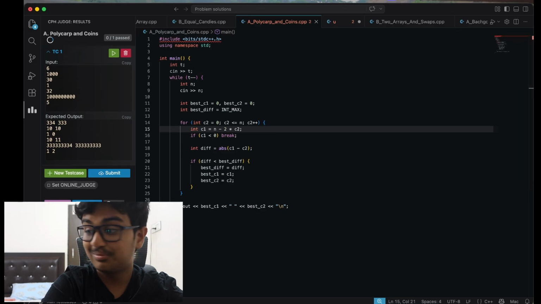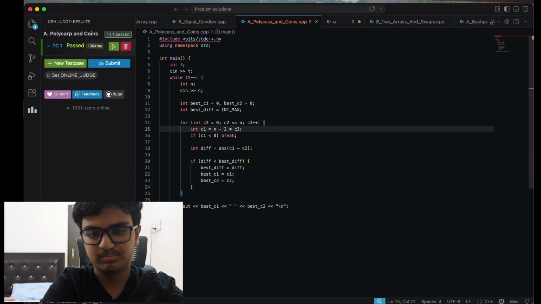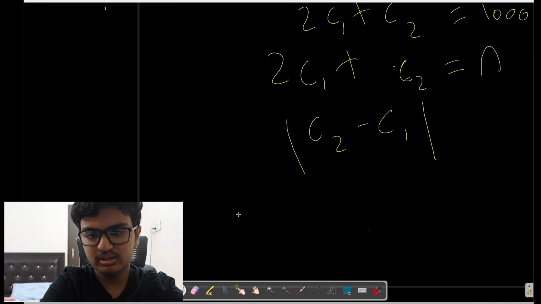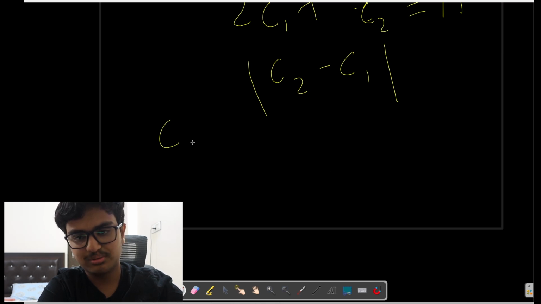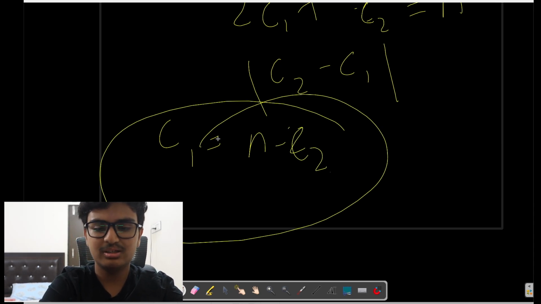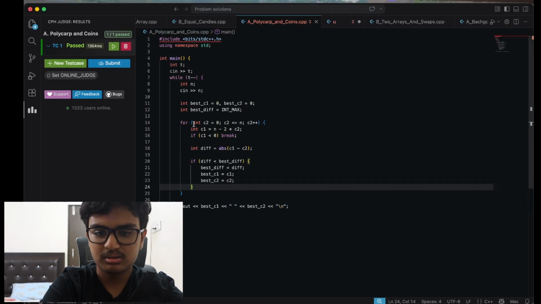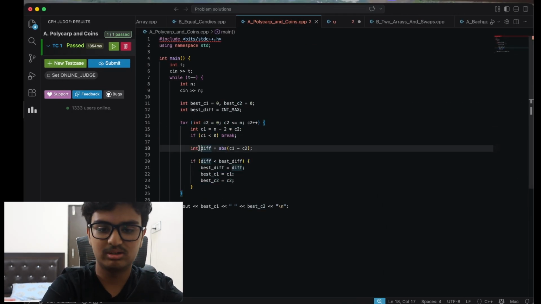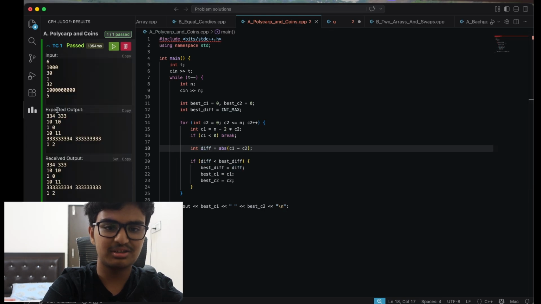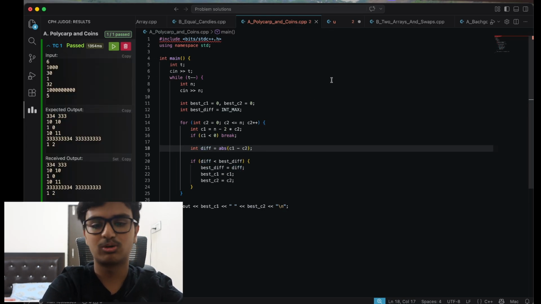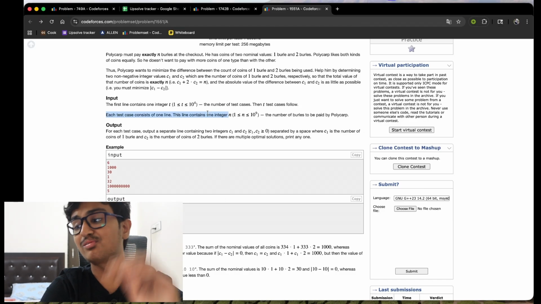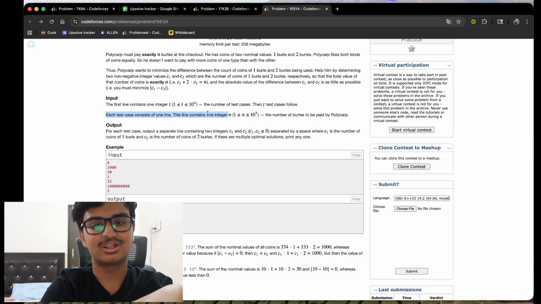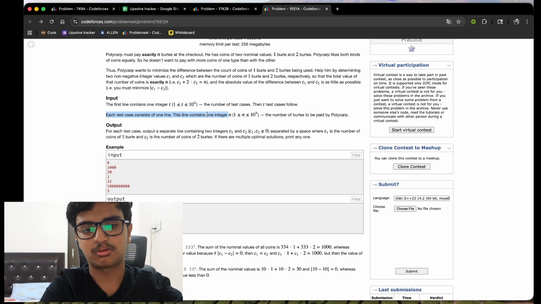And while this code would definitely work, it would take a lot of time. So what I did was I just transposed the value of c1 here, did n minus c2, and then iterated over the value of c1 and tried to minimize the difference here. Now this code passes the test cases, but this code is O(n), and that brings us to the first mistake of reading problem statements, which is not analyzing the constraints properly.